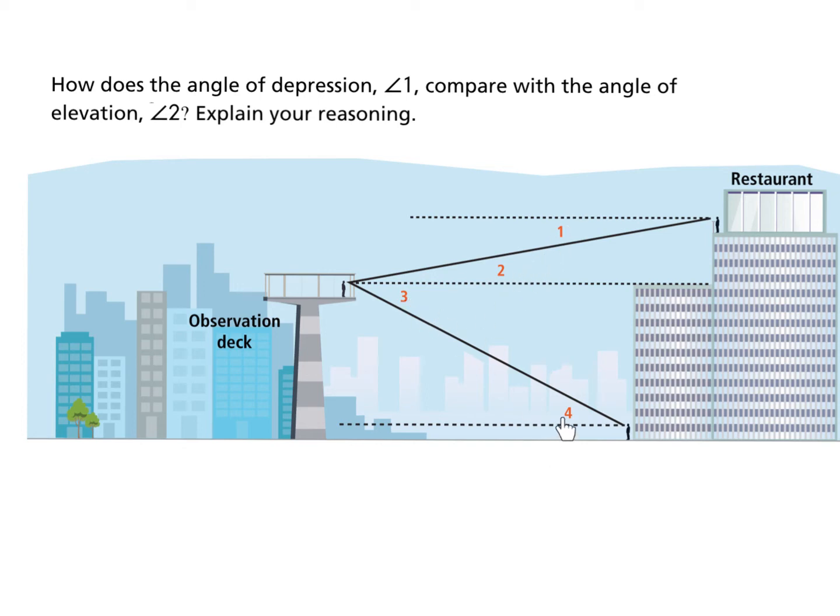Angle 3 and angle 4 would be congruent for the same reasons. Again, this line of sight would be a transversal cutting across this line and this line, which are parallel, and that would make these alternate interior angles congruent.